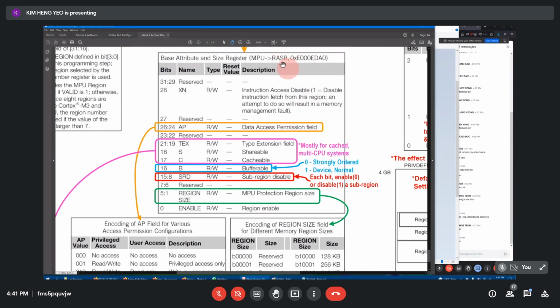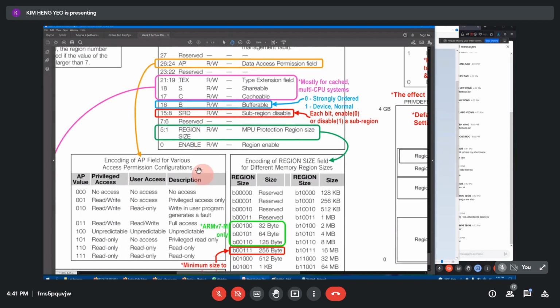Region attribute and size register. We have 32 bits, and all the bits have some function. So okay, first thing we do, we need to enable this region. So bit 0, I need to set to 1 to enable this region. Bit 0, I need to enable. Okay, so what do we do?